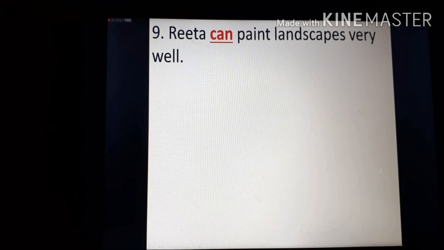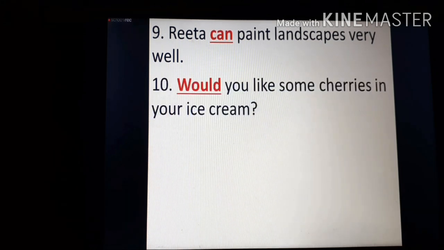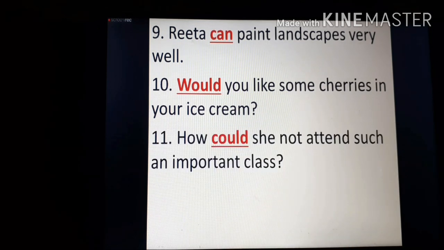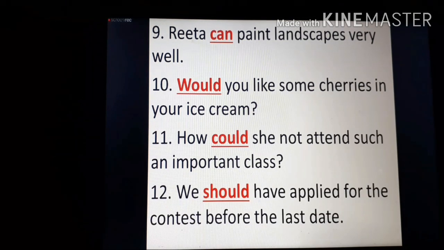Ninth, Rita can paint landscapes very well. 10th, would you like some cherries in your ice cream? This is a suggestion. 11th, how could she not attend such an important class? 12th, we should have applied for the contest before the last date.